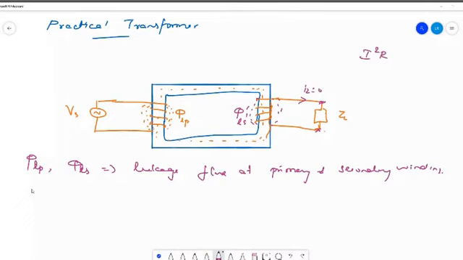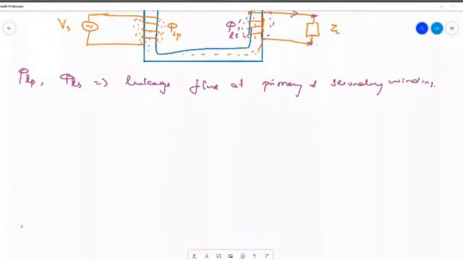And putting all these together, we can express this whole transformer in the form of an electrical circuit, which we can call the equivalent circuit of the transformer. Each component in this equivalent circuit signifies something that actually happens practically within the transformer. So let me show you the equivalent circuit of the transformer. The whole transformer, I can express it in the form of an electrical circuit.